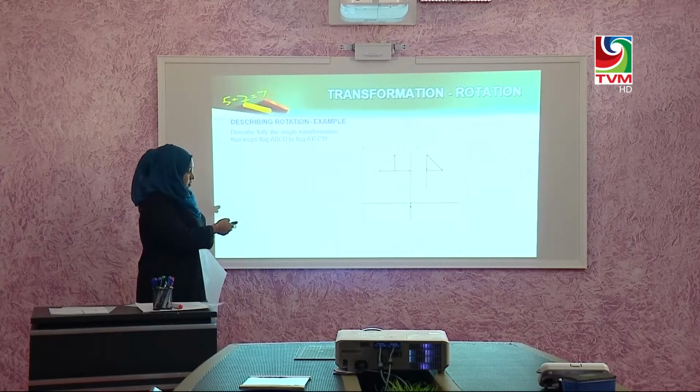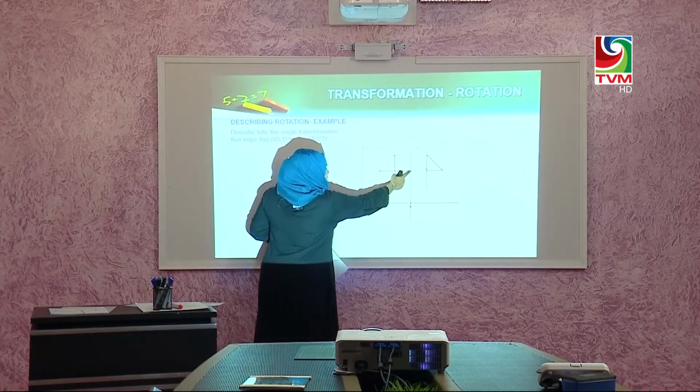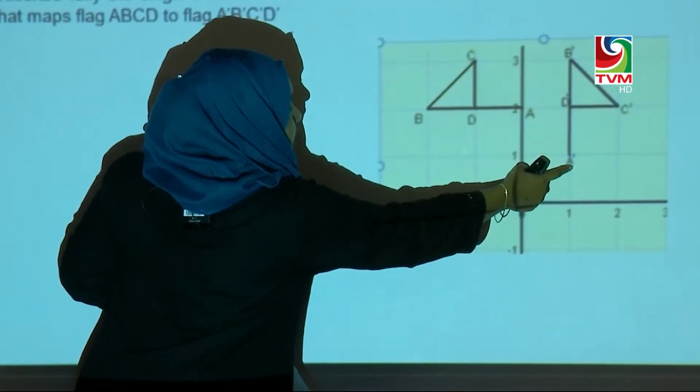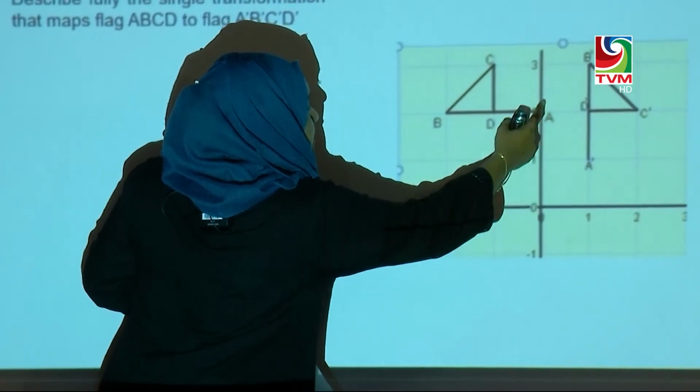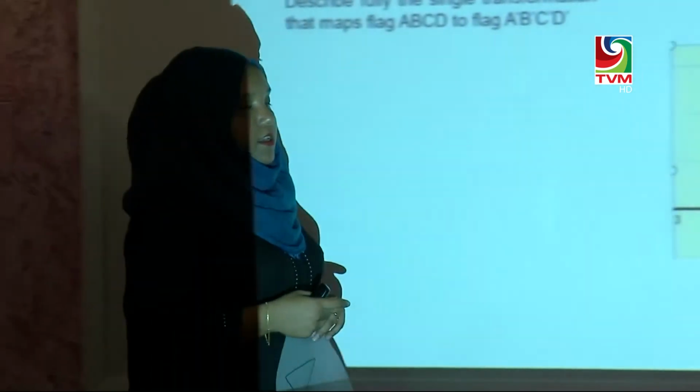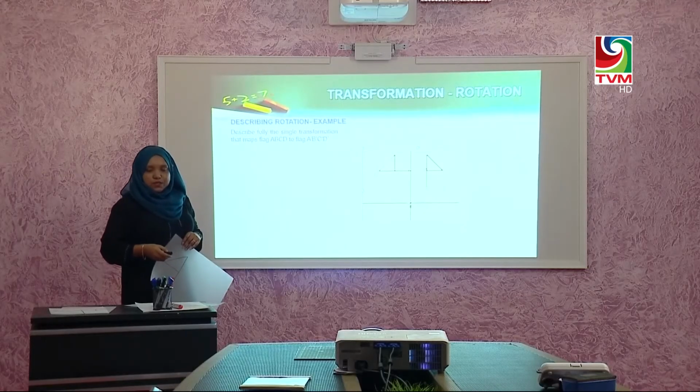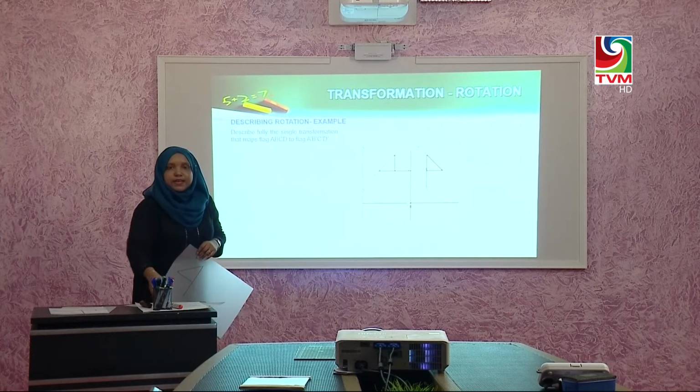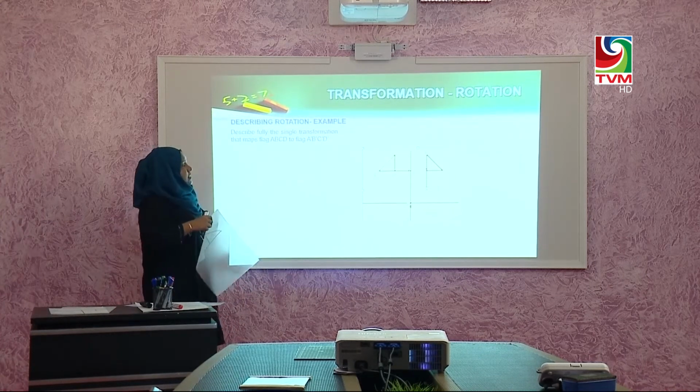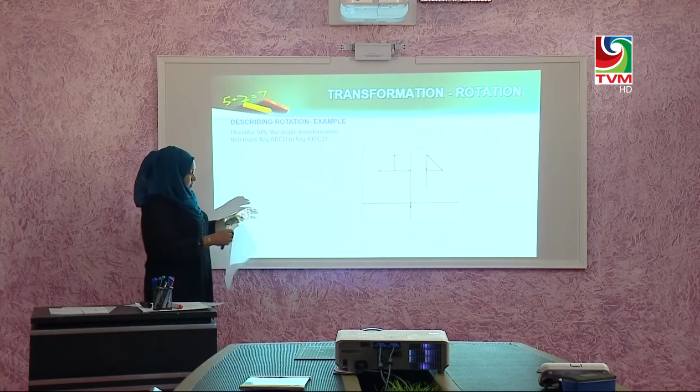Okay, to find the angle and center of rotation, there are two methods. One method is you can join the corresponding points and draw the perpendicular bisector of these two points. We are not going to use this method here because line bisecting is not in your syllabus anymore. So here we are going to use the trial and error method. Let's see how we are going to find the center of rotation.